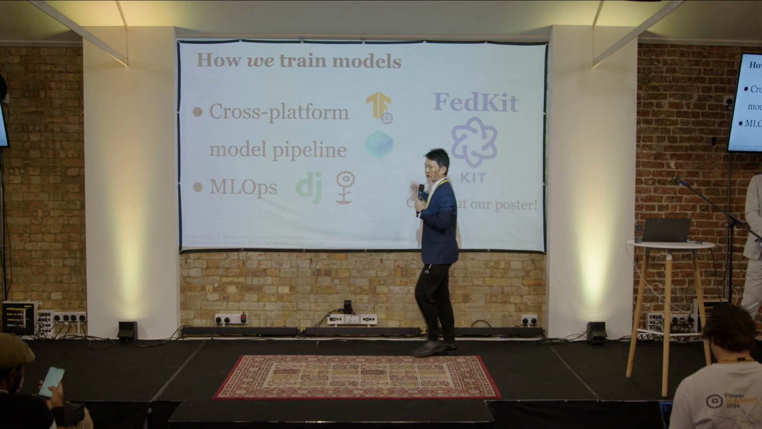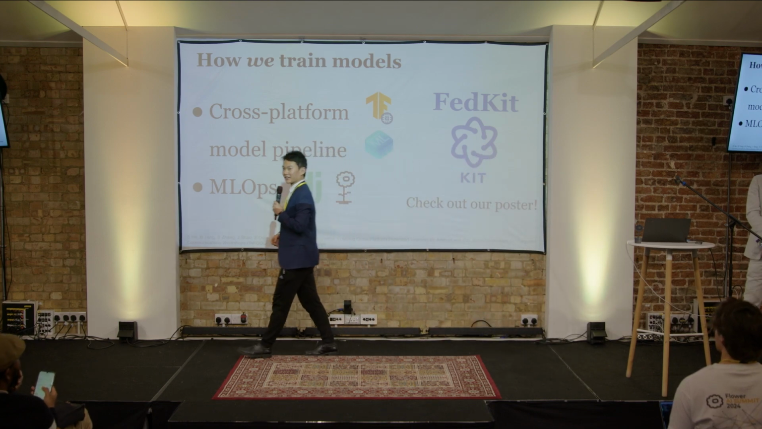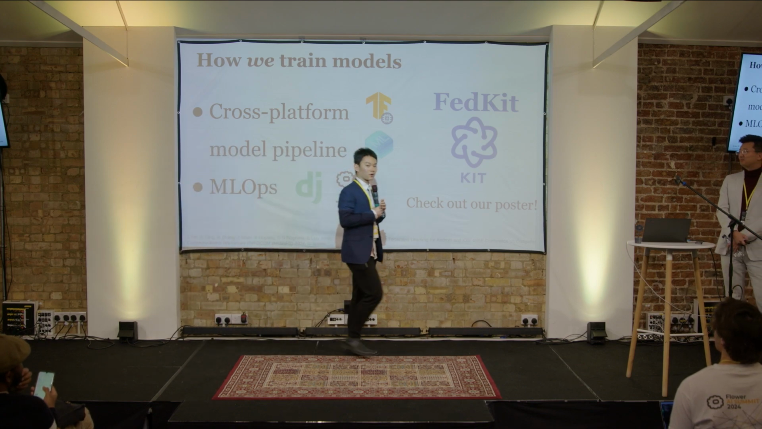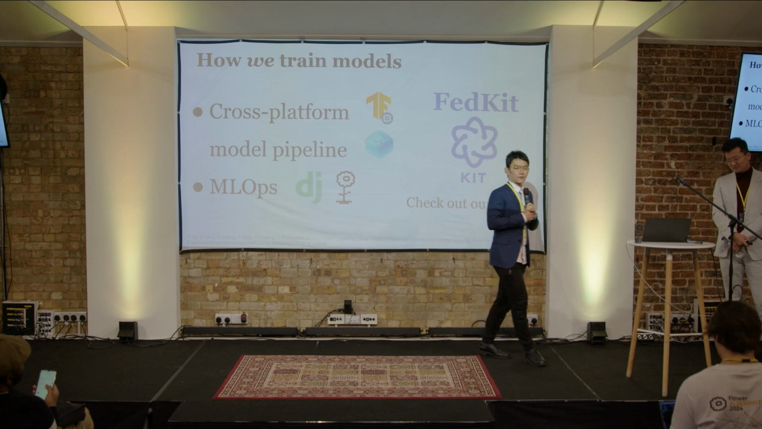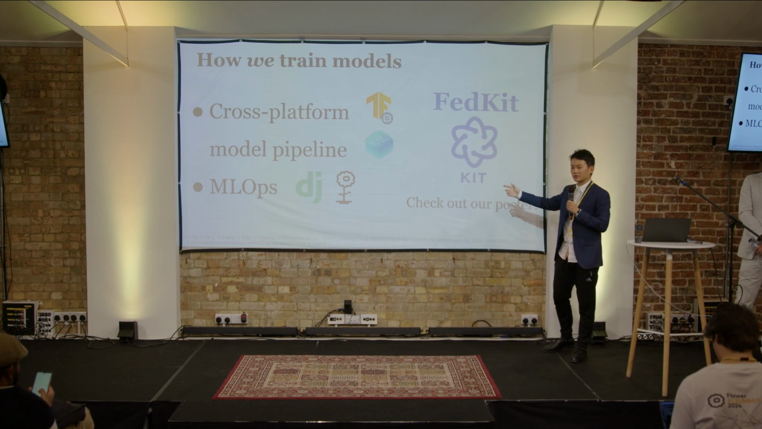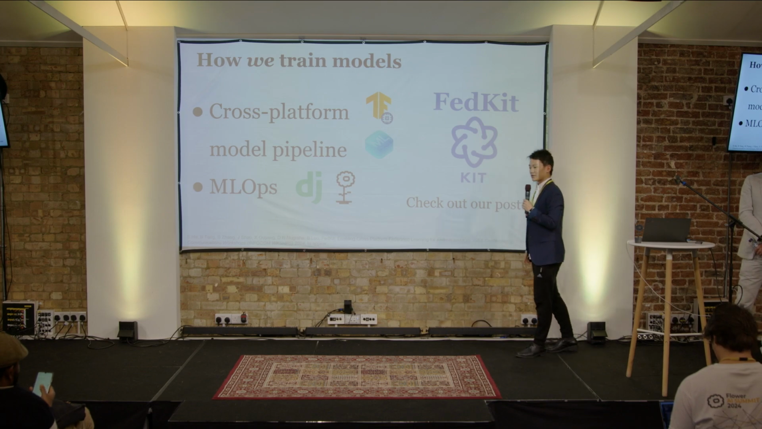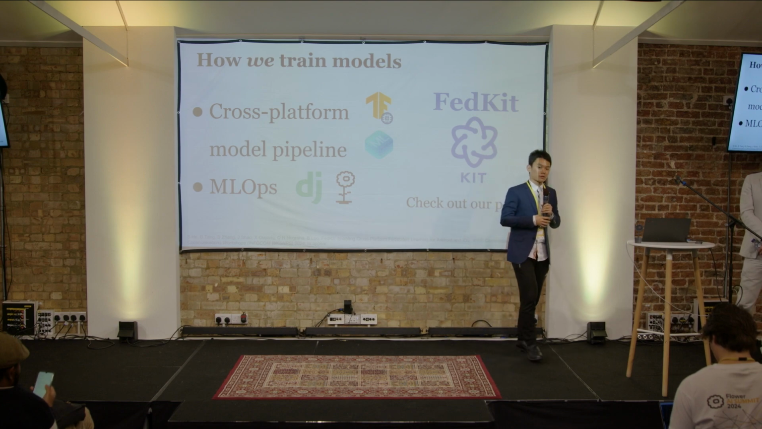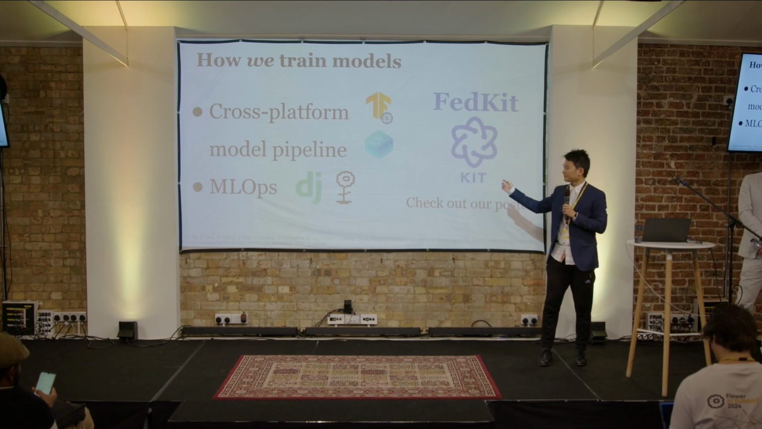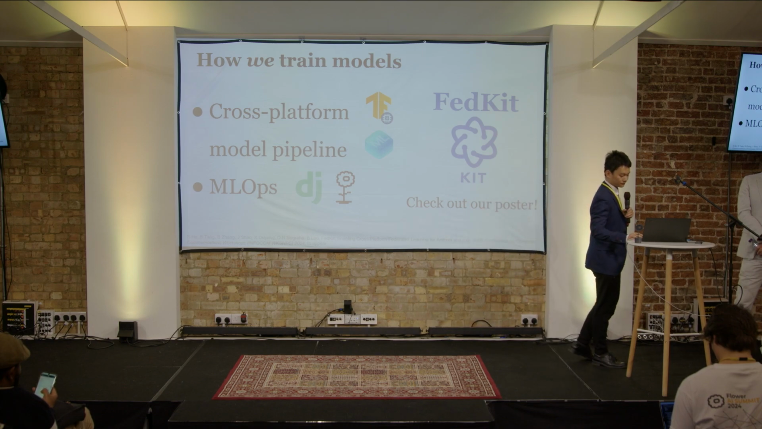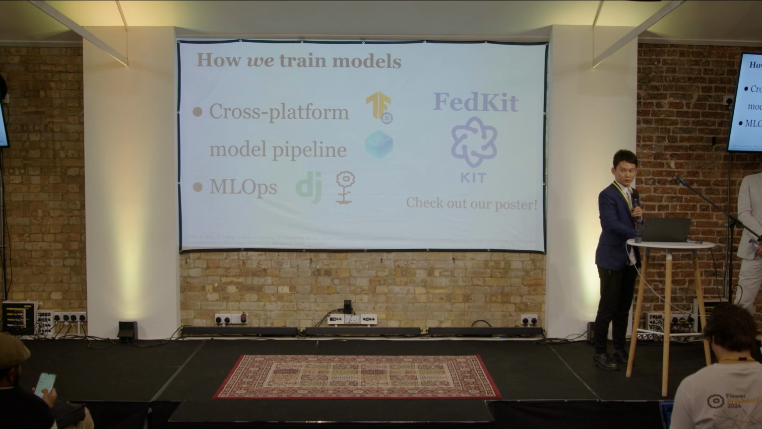On top of Flower, we built FedKit, not to be confused with FedKit. In short, what it does is it trains the model across Android and iOS through this pipeline, and it does machine learning operations, which basically means it trains the latest model and deploys it without needing to update the app. This is done with Django and Flower. Check out our poster downstairs, by the way.